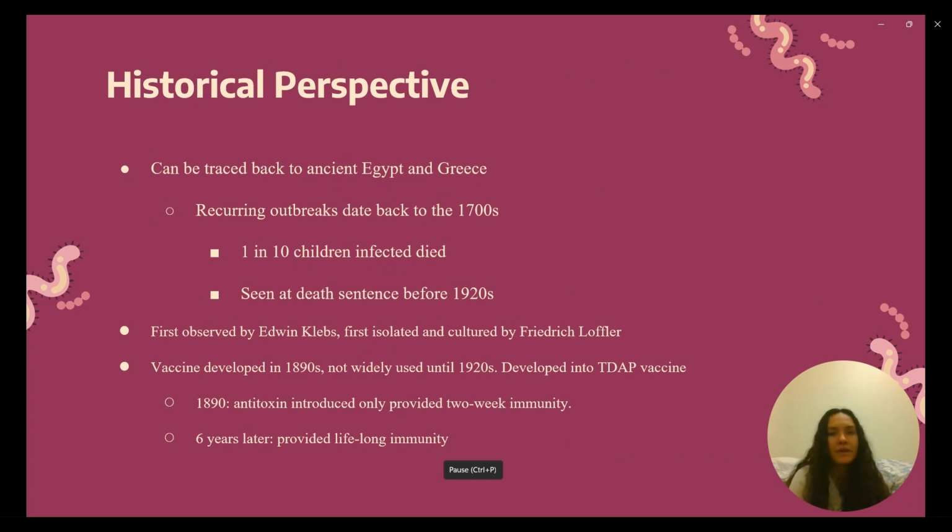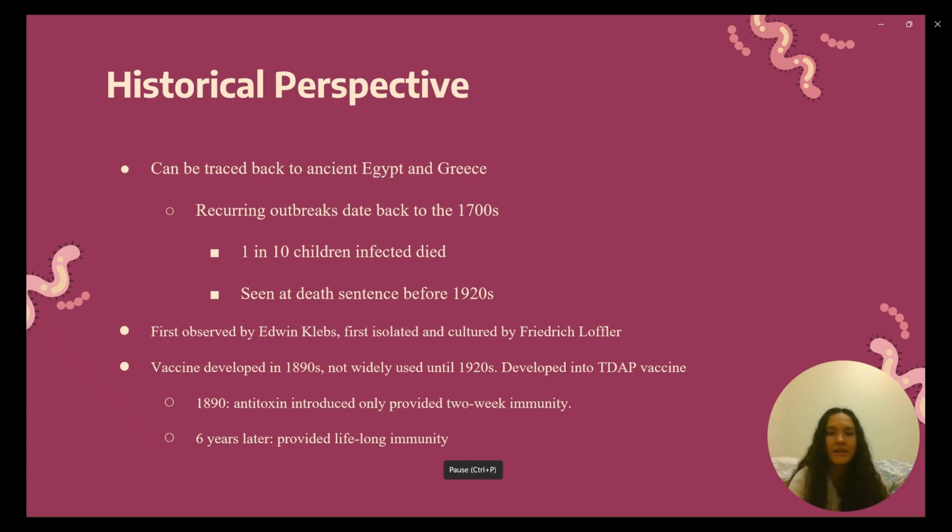Diphtheria can be traced back all the way to ancient Egypt and Greece, but only recurring outbreaks date back to the 1700s. 1 in every 10 children who were infected died from diphtheria. It was not until the 1920s that treatment became widely available for the disease. Before then, diphtheria was seen as a death sentence. Diphtheria was first observed by Edwin Klebs and was first successfully isolated and cultured by Frederick Loeffler.